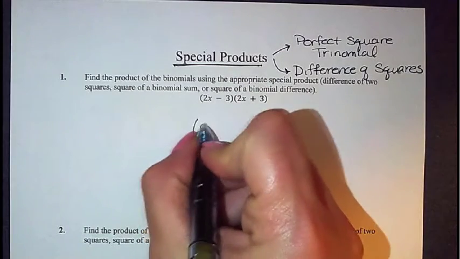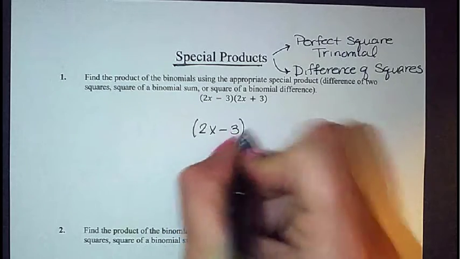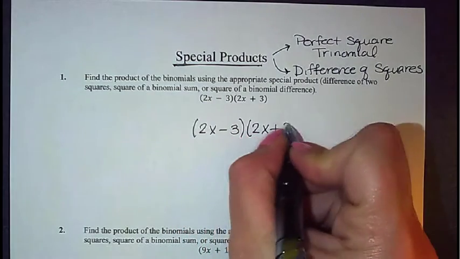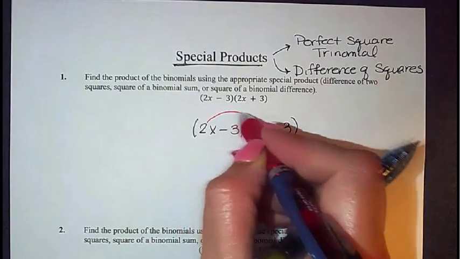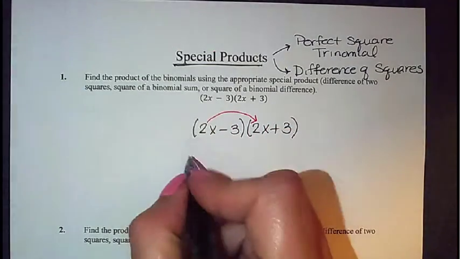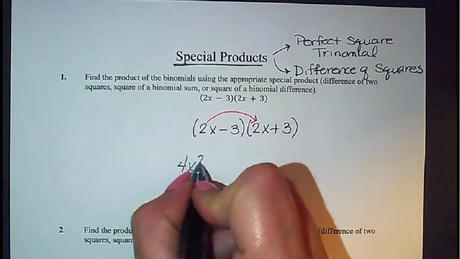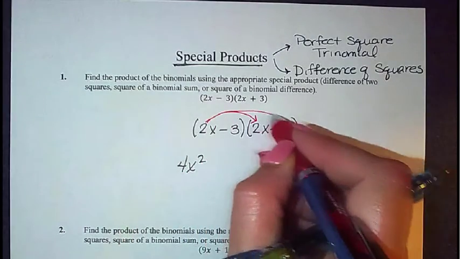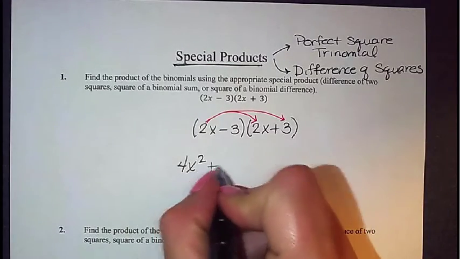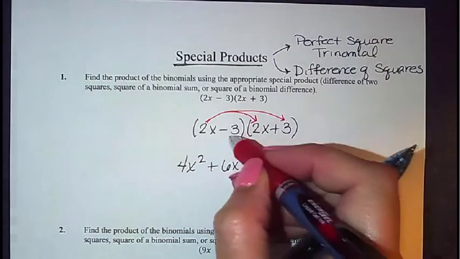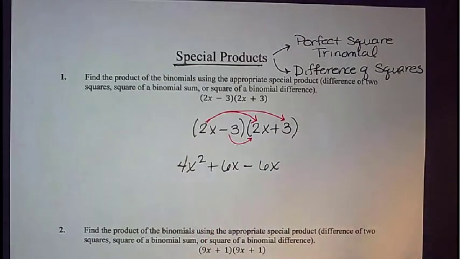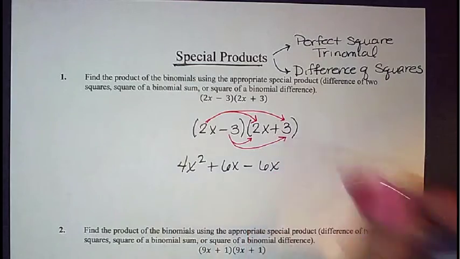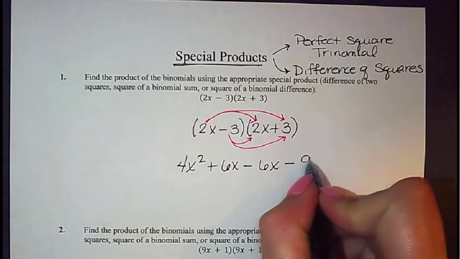So here we're going to start off with 2x minus 3 times 2x plus 3. Again, I'm going to go ahead and use FOIL, or you could use the box method, and then we're going to talk about this after we get it all multiplied out. So this is 2x times 2x, which would give us 4x squared. Then we would have 2x times 3, which would give us 6x. We'd have negative 3 times 2x, which would give us a negative 6x. And then we have a negative 3 times a positive 3, which would give us negative 9.